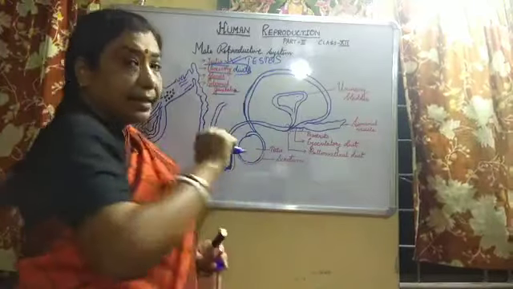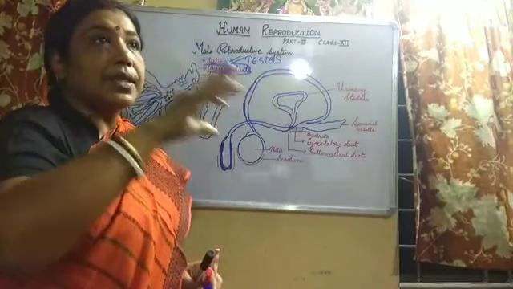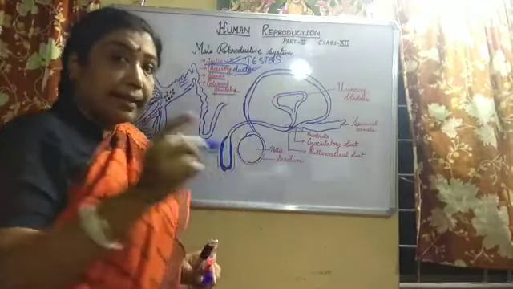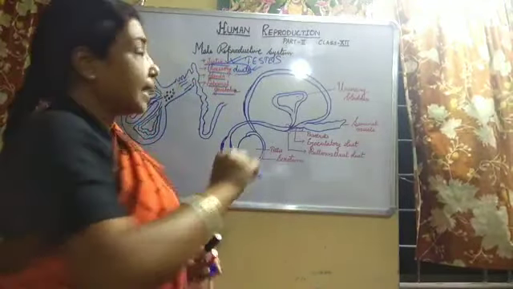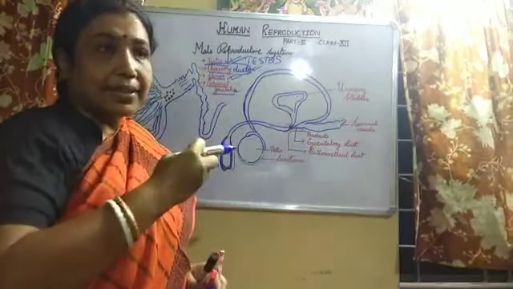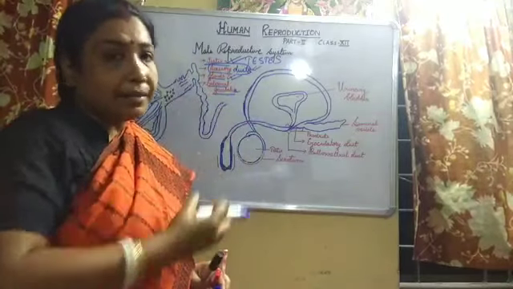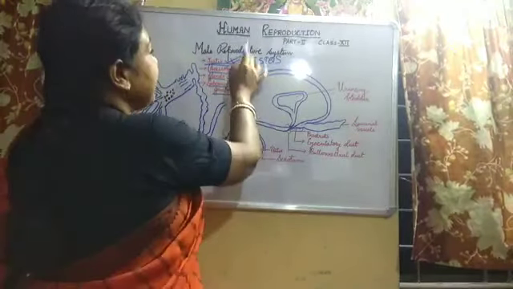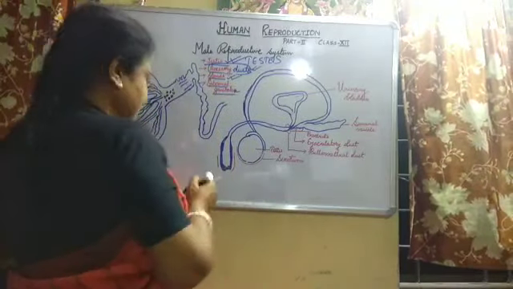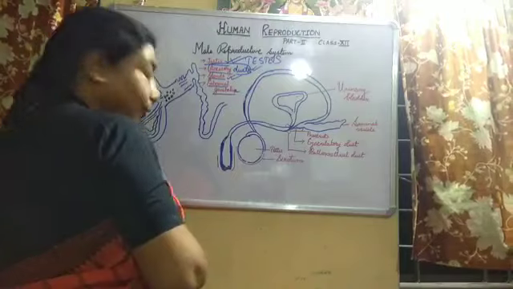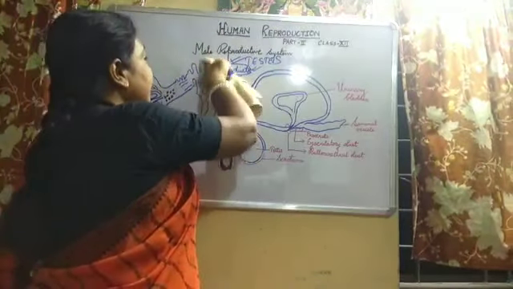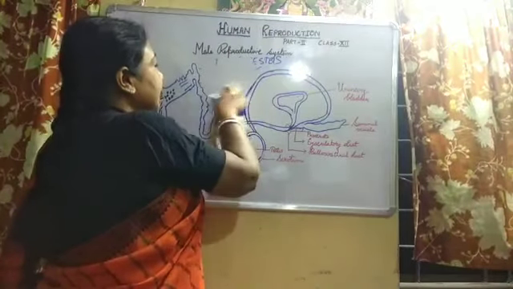There are several duct systems associated with the male reproductive system. They are known as accessory ducts. Then there are certain glands also associated with it. And there are certain structures which become a part of the male reproductive system that is exposed outside the body, and they are represented by external genitalia. I hope you must have understood till now.